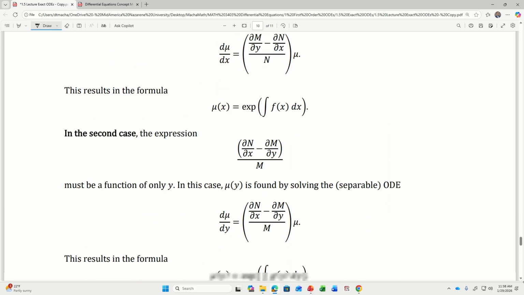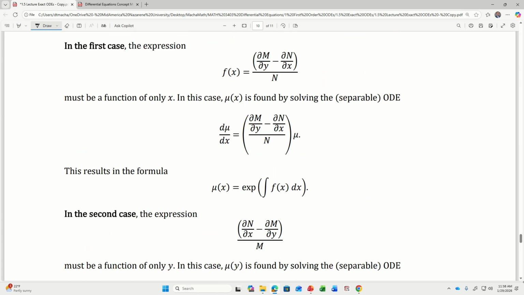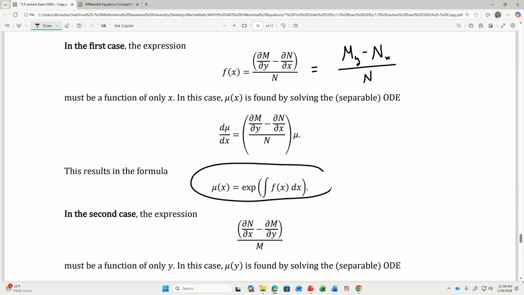The other case gives me something similar. Okay, we just talked about the first case. I'm beginning to prefer the Lagrange notation because it's just faster to write down. Okay, so remember, check this criterion to make sure it's a function of only x, and then you use this formula to find the integrating factor.